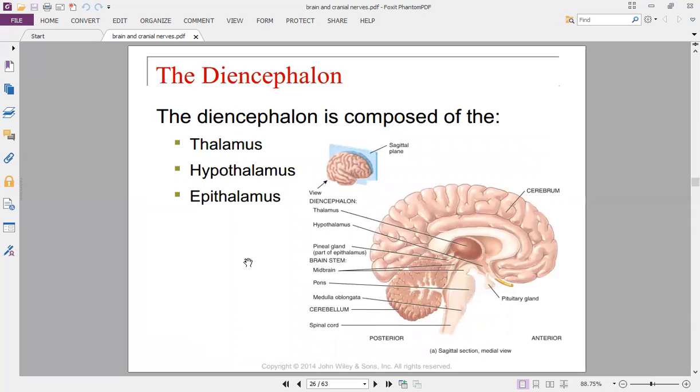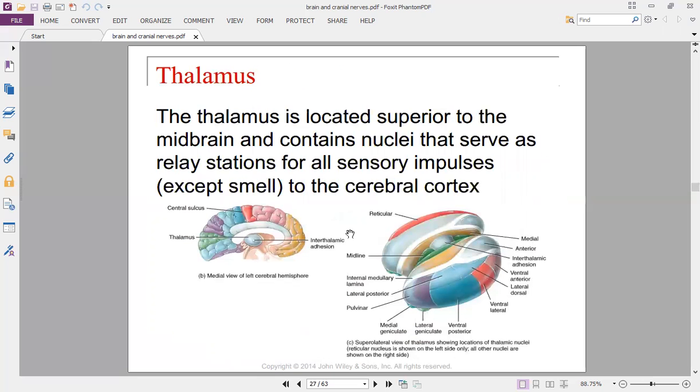Then we come to the diencephalon. It includes your thalamus, hypothalamus, and epithalamus. You can see this is the thalamus, this is the hypothalamus, and then there's an epithalamus as well, which includes the pineal gland. The thalamus is located superior to the midbrain and contains nuclei that serve as relay stations. So the thalamus is actually a relay station.